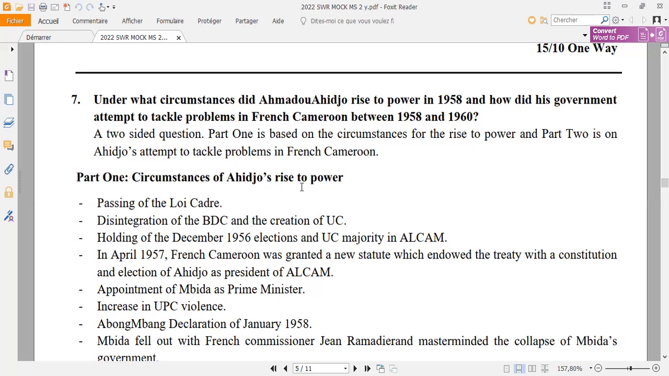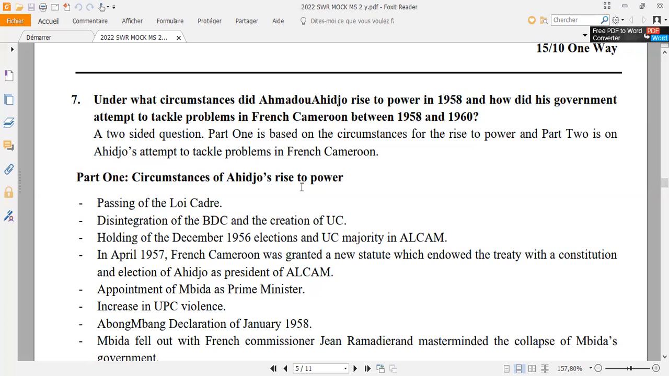You have the holding of the December 1956 election and the UC majority in ALCAM. In April 1957, French Cameroon was granted a new statute which endowed the territory with a constitution, and the election of Ahidjo as president of ALCAM. You have the appointment of Mbida as prime minister. You have the increase in UPC violence. You have the Abomba Declaration of January 1958.